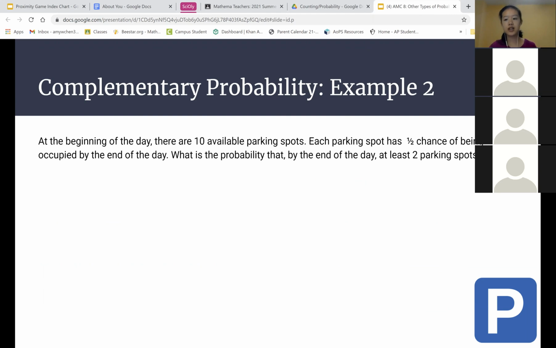At the beginning of the day, there's 10 available parking spots in a parking lot, and each parking spot has a 1/2 chance of being occupied by the end of the day. What is the probability that by the end of the day, there are at least 2 parking spots still open? So first of all, this problem actually also requires casework. So first of all, what is the opposite of having at least 2 parking spots open?